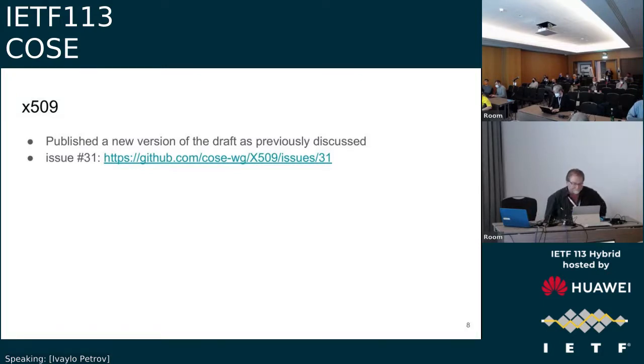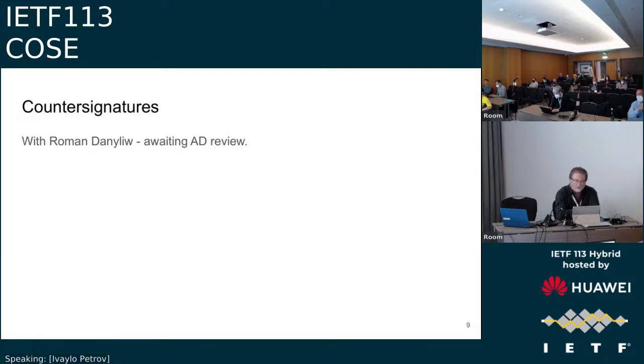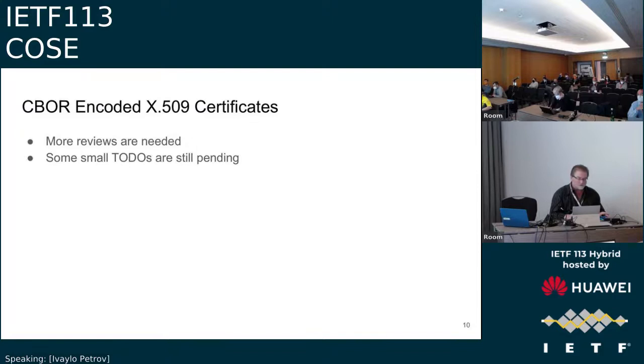I saw that today, maybe an hour ago, there was also some discussion for a new issue. I have not yet dug deep into how it might affect the draft. Then the countersign document, as far as I saw, is with Roman and awaiting KD review. It's in publication requested status. And going then to CBOR encoded certificates, my understanding is that more reviews are needed, and there are some small to-dos still pending there. So that's all the drafts that I wanted to present the status of.